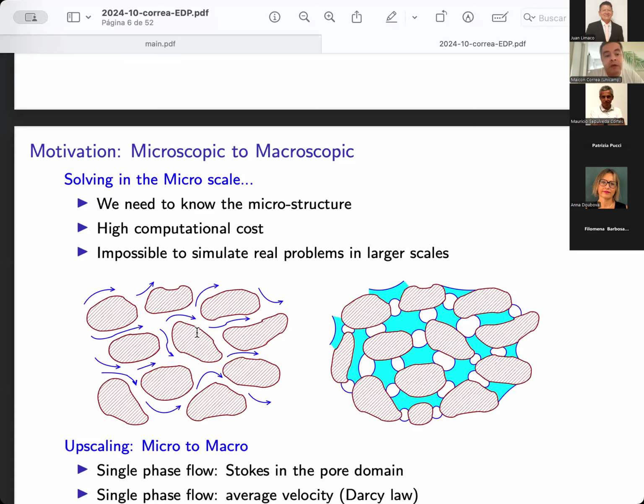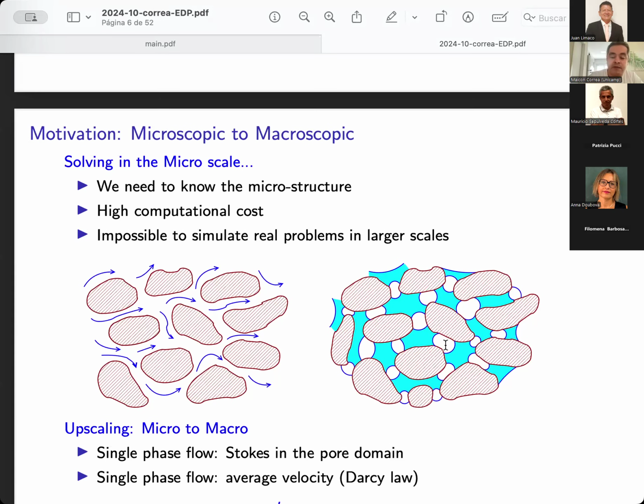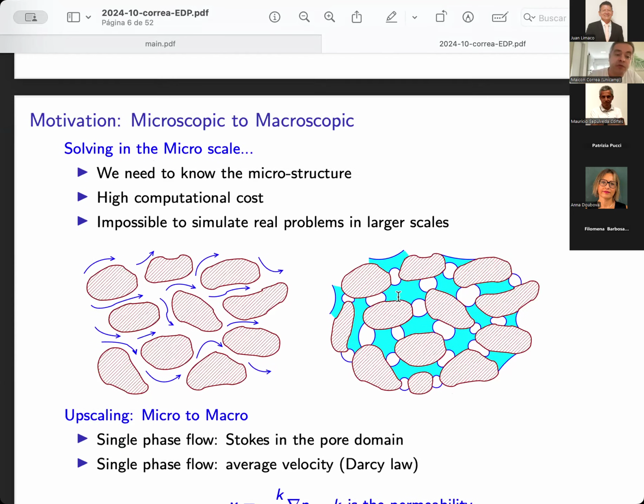It's unfeasible. So this approach using the Stokes equations there in the micro can be done, but just for a really particular case. It's even worse when we consider not only one fluid. If we consider, for example, in this picture here, the existence of another phase. In this case, we have blue here, which is the water phase, and the white one is the air or gas phase. So this is a real challenge.